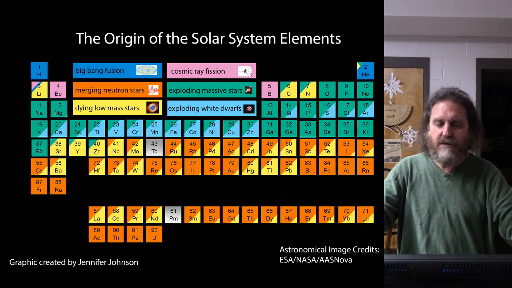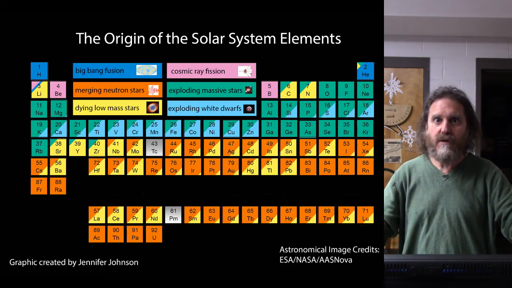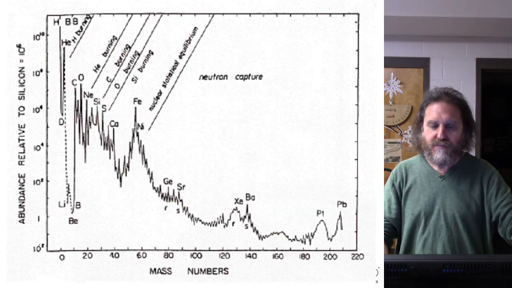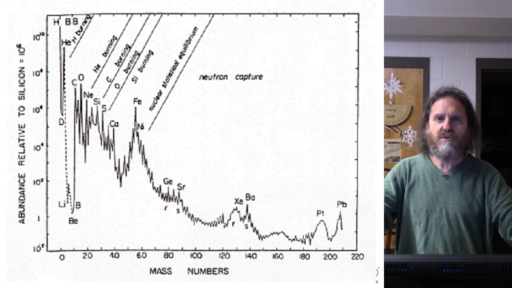So you see the periodic table of elements. All of them come from these processes, mostly associated with stars. And so that's one of the significant things about thermonuclear fusion, is that's where we get the elements of the solar system. And here's a chart showing the relative quantities of the various elements in the solar system.